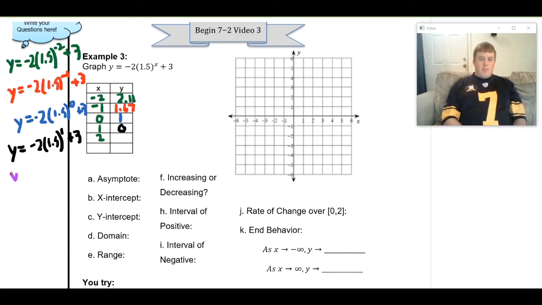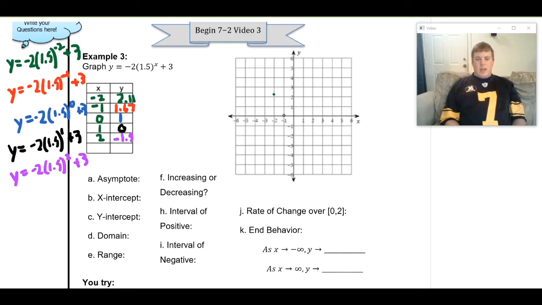Then I will plug in my next value. y equals -2 times 1.5 raised to the second power this time plus 3. And that is going to give me -1.5. So what I'm going to do now is to go ahead and plot these points. So I had -2 and 2.11. 2.11 is going to be just a tad above my 2 value there. I'm going to have -1 and 1.67.